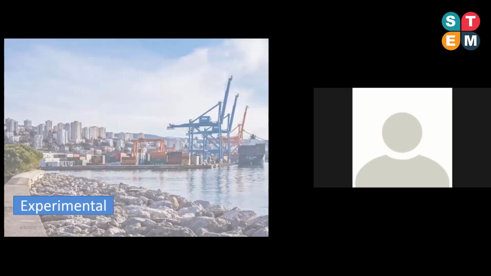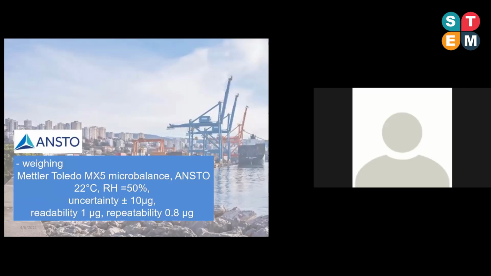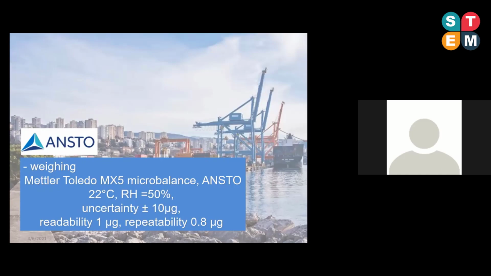Experimental. It is very important to obtain total PM2.5 fraction by weighing filters. Each filter was weighed before and after exposure at the Institute of Environmental Research at ANSTO. We use a Mettler Toledo microbalance in controlled conditions, 22 degrees Celsius at relative humidity, with uncertainty, readability, and repeatability.